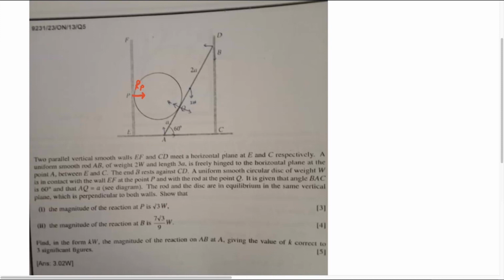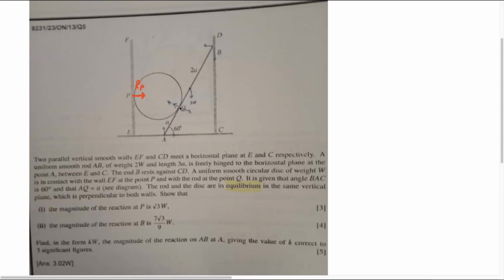What is very important here is this point, equilibrium. The rod and the disc are in equilibrium. So that means we should expect the force to the left is equal to the force to the right, the force going up is equal to the force going down, and the resultant moment is equal to 0. So we have to make use of that.